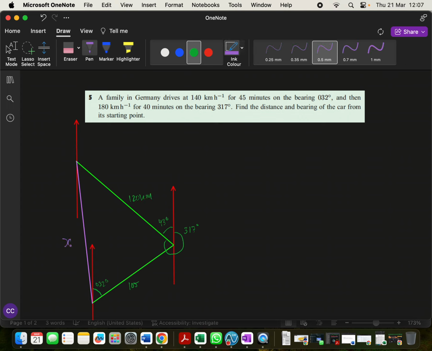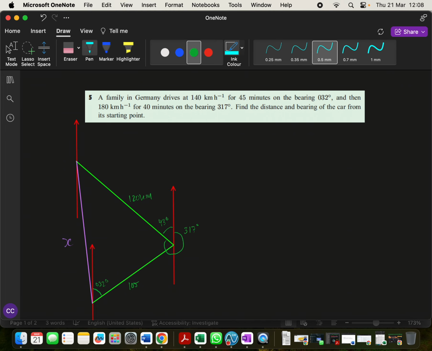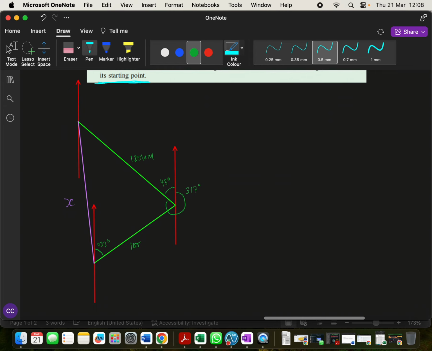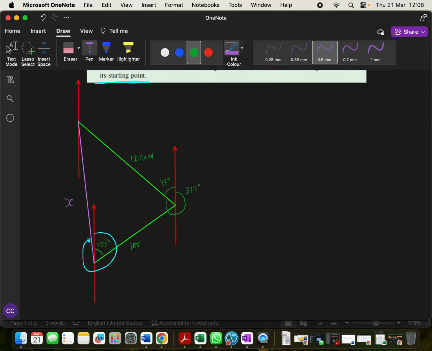The things that we're asked to find are that, and I think this is where this question went off the rails for some of you. It says the distance and bearing of the car from its starting point. So the bearing that we are looking for is this bearing right here, the one I just drew in blue, because it's from the starting point. I think that is the catch. But anyway, let's go ahead and do the distance.